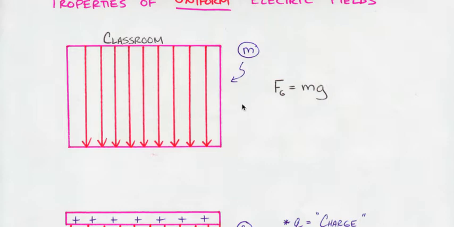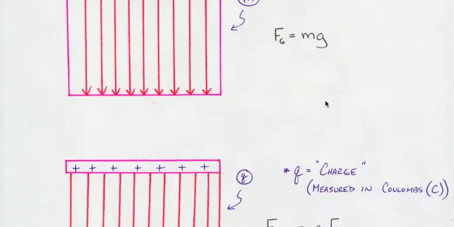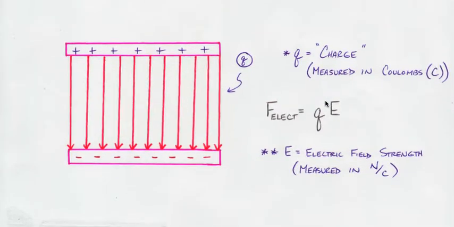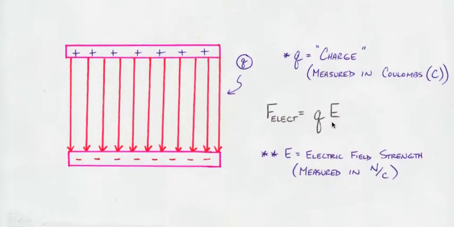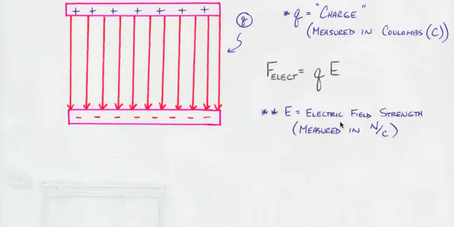Just like in the gravitational field, where I take the mass and multiply it by the gravitational field strength to get the gravitational force, I will do the same thing down here. But we're not talking about masses anymore. We're talking about charges, so I replace the m with a q. And we're not talking about gravitational field strength. We're talking about electric field strength. Hopefully you can see it's the same basic idea. We're just using different variables.